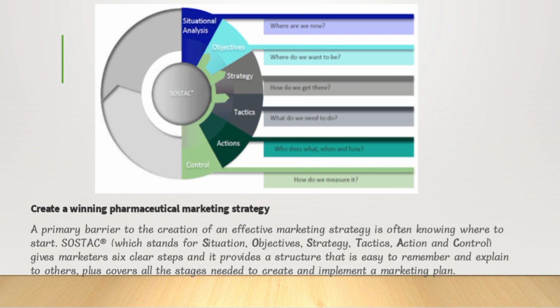the situation analysis. In that they are going to think about where are we now, what is the current situation. Next is objective, where do we want to be, what they want to earn in your marketing process or your production process. Strategy, how do we get there, how to achieve the aim. Tactics, what do we need to do.